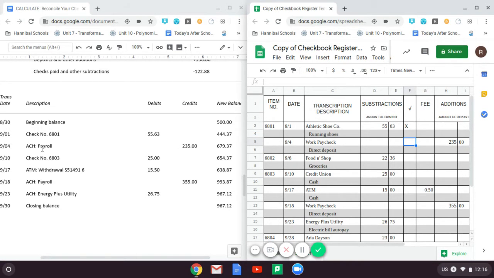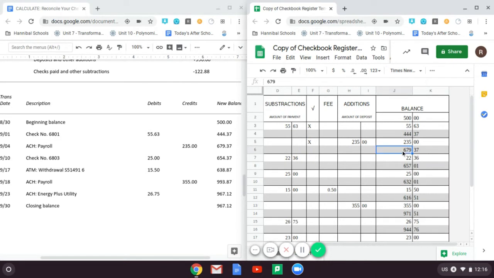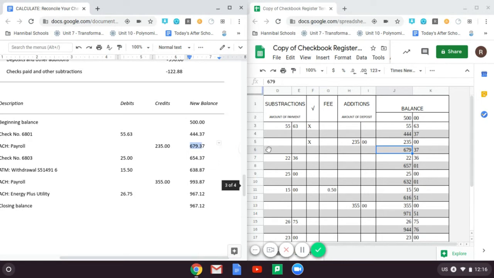Okay, dated 9/4, ACH payroll. So that must be this guy's job for $235. That is a credit. That's increasing the balance. Again, right here, everything matches up. We give it a check or an X. Maybe just to make sure the balance is right there, $679.37 right here. And that matches right here as well.